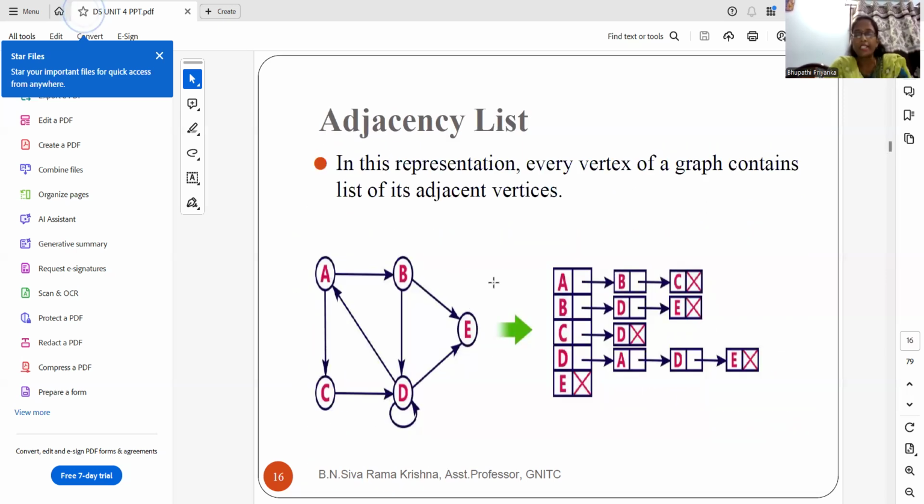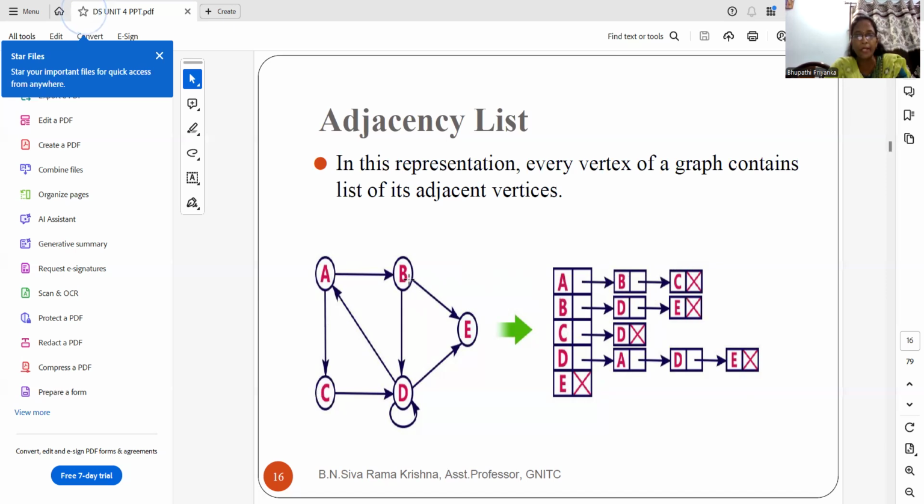Next, in this representation, every vertex of a graph contains a list of its adjacent vertices. Here we are representing the graph in list form. So A to B, we have a connection from A to B. So we are representing it in the form of a list. Next, A to C, we have a connection. So A to B, B to C.